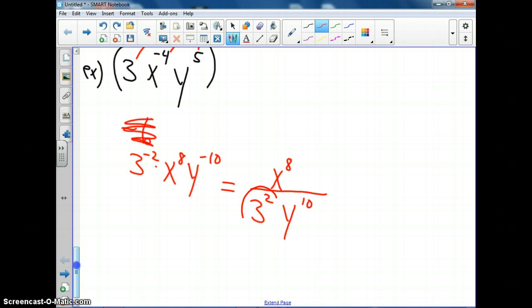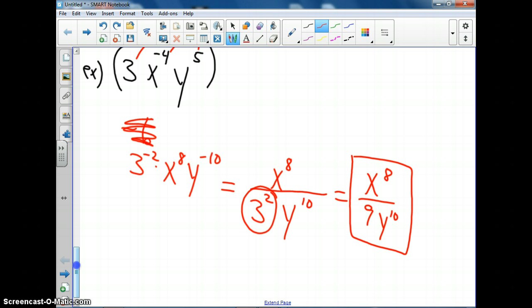Now that's not the answer yet because here's the thing. How much is 3 to the second power? How much is 3 times 3? I'm sorry, I meant to say 2, there are 2 of them, which is 9, right? So then you would write this down as the final answer. Okay, 9 over y to the 10. There you go, and that's the final answer right there.